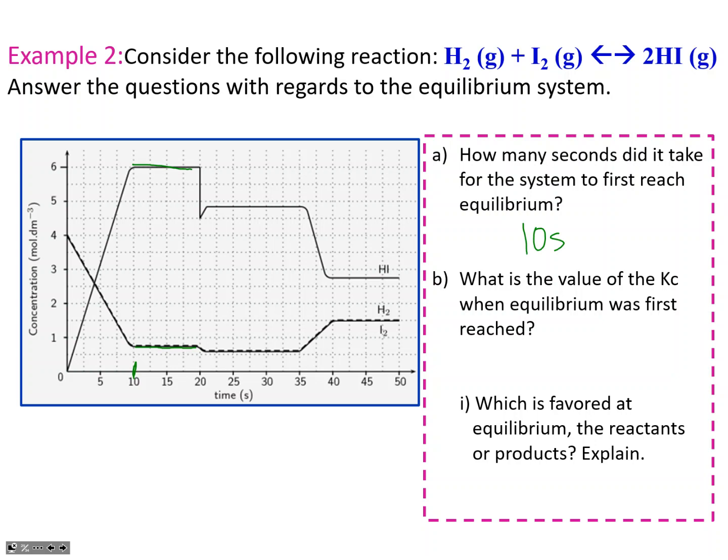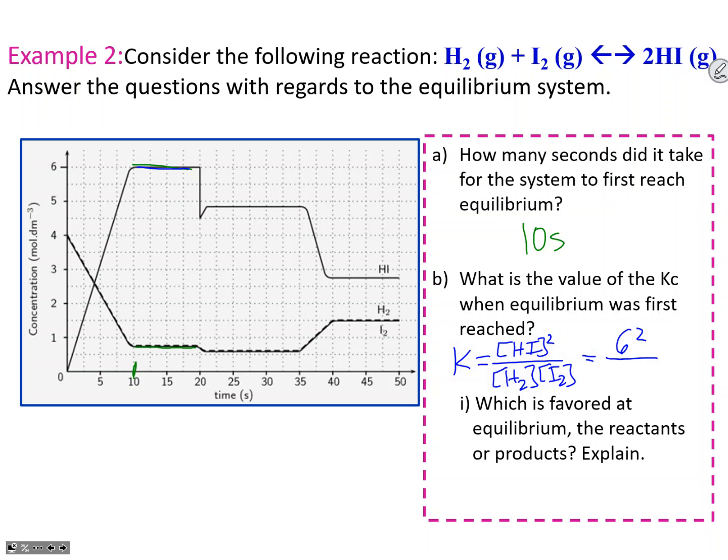What is the value of Kc when equilibrium is first reached? It is 64. Hopefully you looked and did your equilibrium expression first, to make sure that you're plugging in the correct numbers. And here the top line is at like 6. Okay, so we do 6 squared on the top.